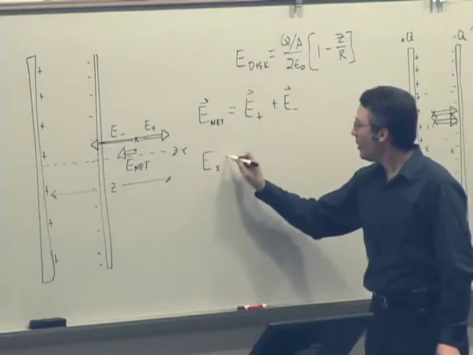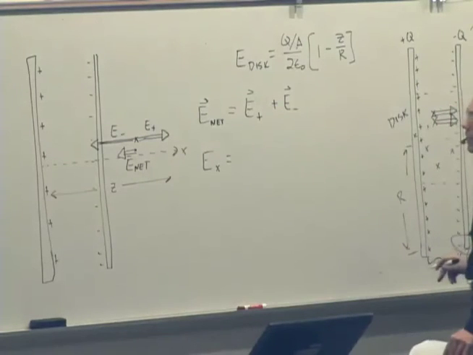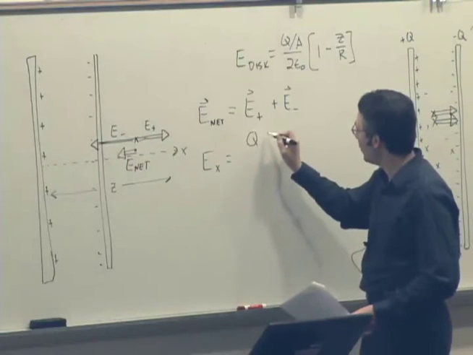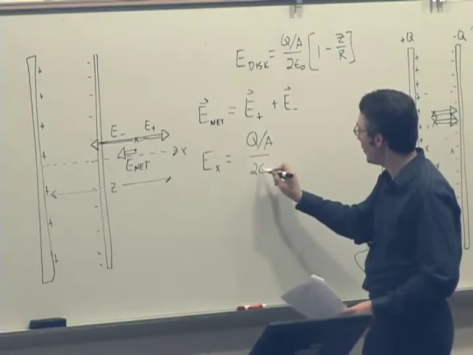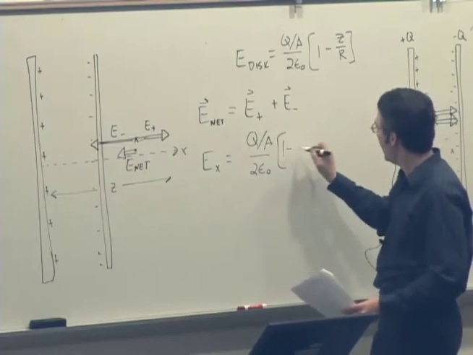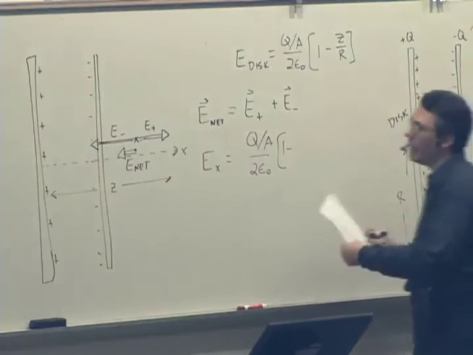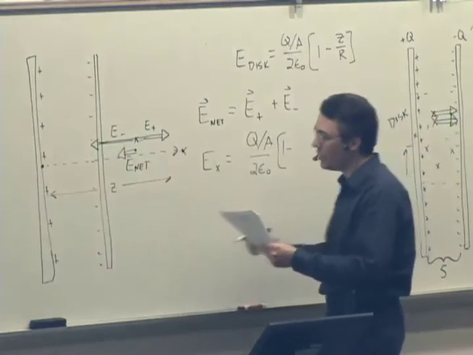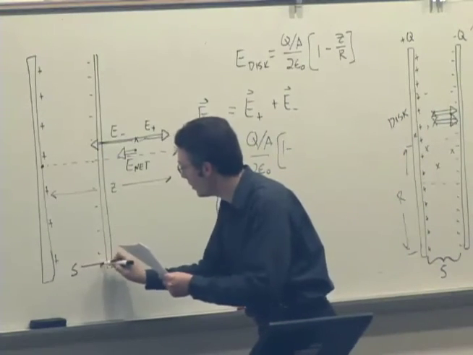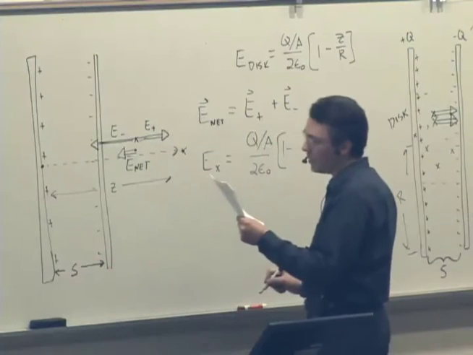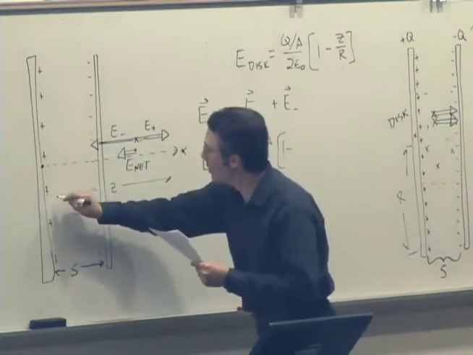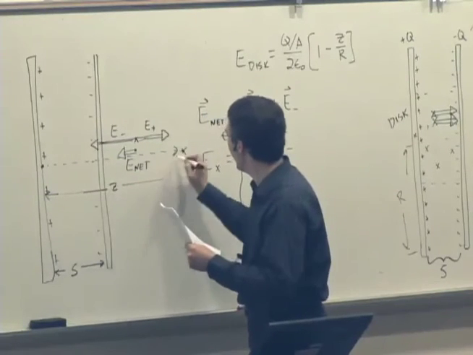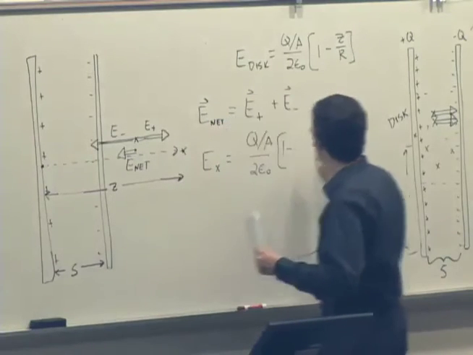Okay, so the x component would be, we have the field due to the positively charged plate is going to be pointing in the positive x direction. So that would be positive Q over A over 2 epsilon 0 times 1 minus the distance from this point to this point. Well, what do we want to call that? Let's see. This distance is S. Let's just call that distance Z. Even though it's along the x direction, it's okay. So this will be 1 minus Z over R.